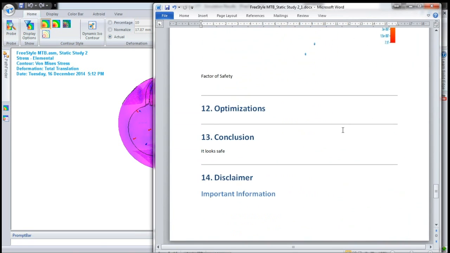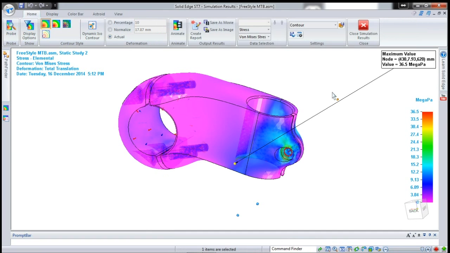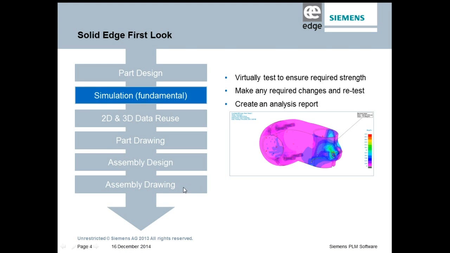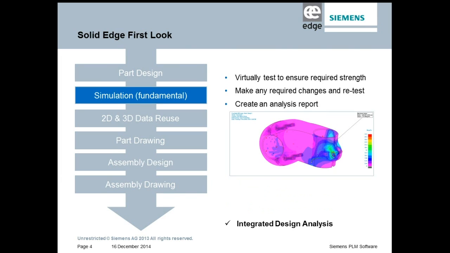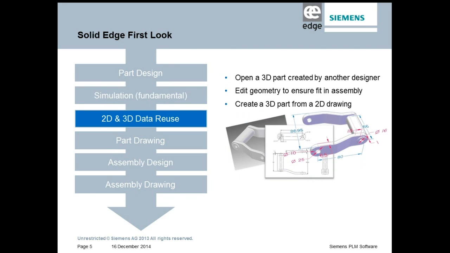and factor of safety. If you've done optimization on this model, which I won't go into at this stage for time's sake, it will give you the reports of that, and lastly, it gives you the conclusion. So we've got quite a bit there. The reason we highlight simulation is because it reduces physical prototypes. It leverages an industry standard, FEMAP and NX Nastran, and it is very highly scalable for more advanced needs if you need to do more things like that. So you can see that Solid Edge has fully integrated design analysis.